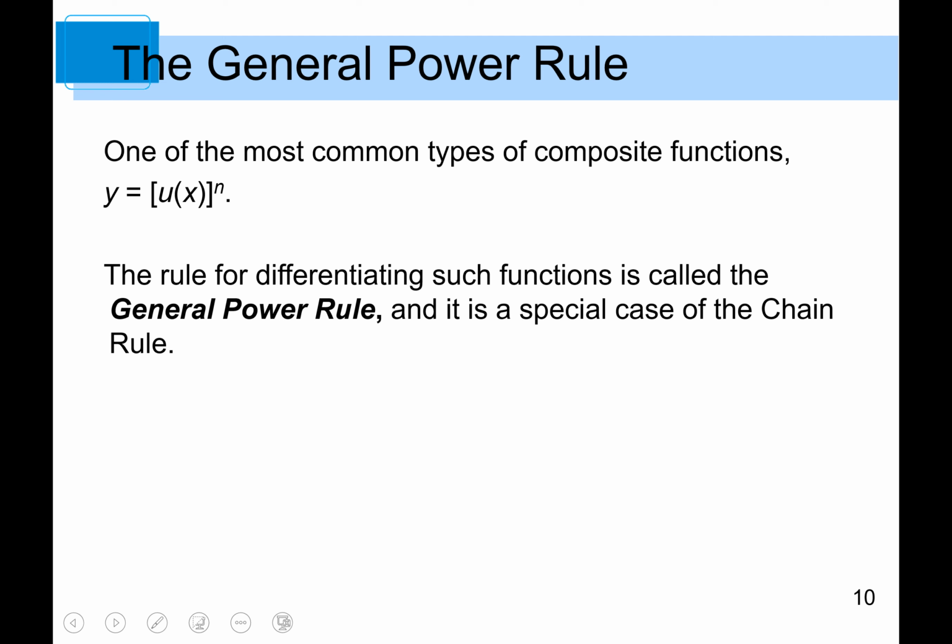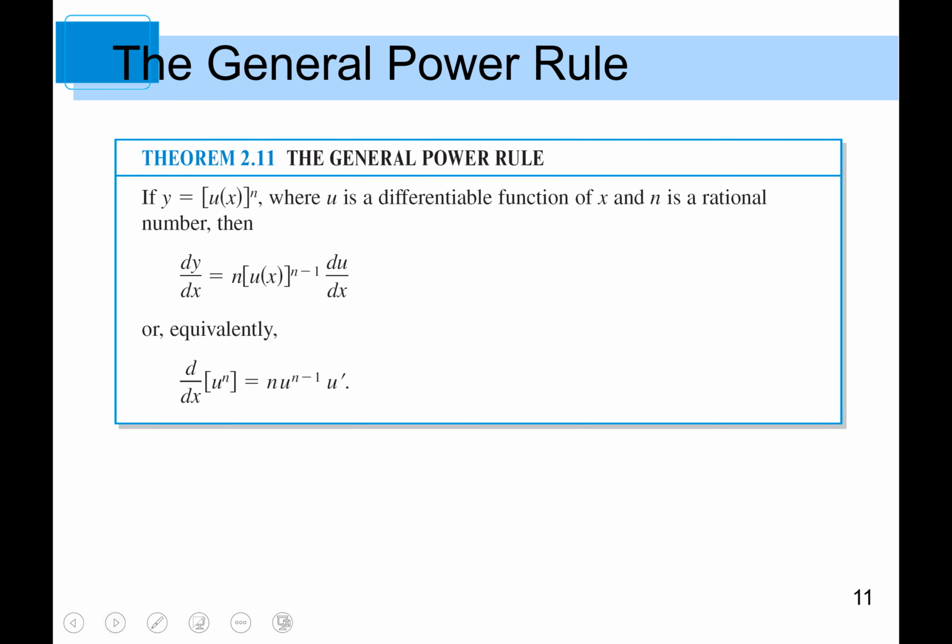One of the most common types of composite functions is y equals [u(x)]^n. u of x is already a function, and you raise that to the nth power. The rule for differentiating such a function is called the general power rule, and it is a special case of the chain rule.